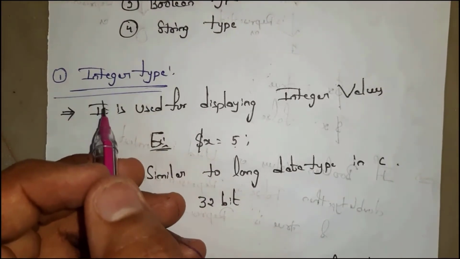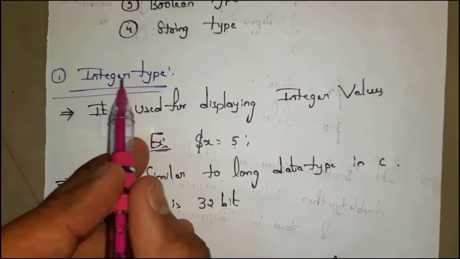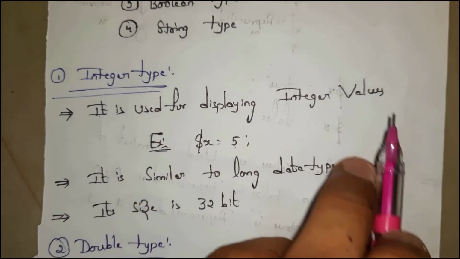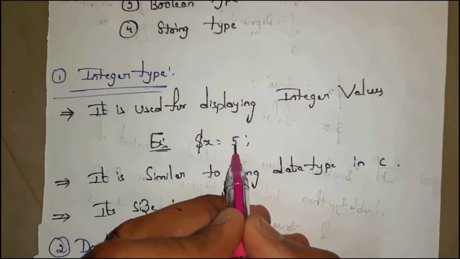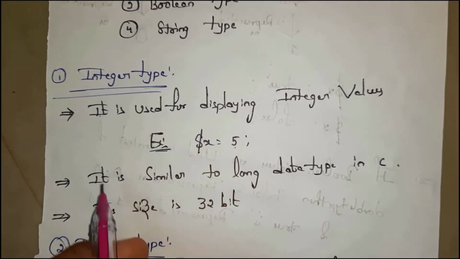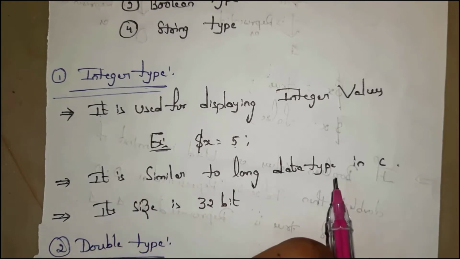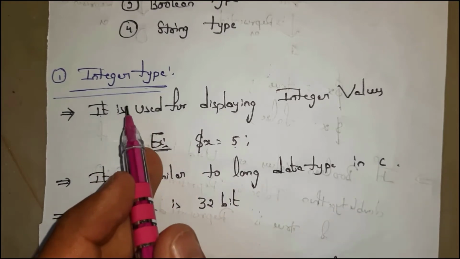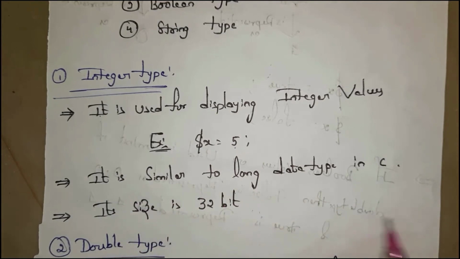First one is integer data type. It is used for displaying integer values. See the example, $x is equal 5. This 5 is an integer value. It is similar to the long data type in C. Its size is 32-bit.